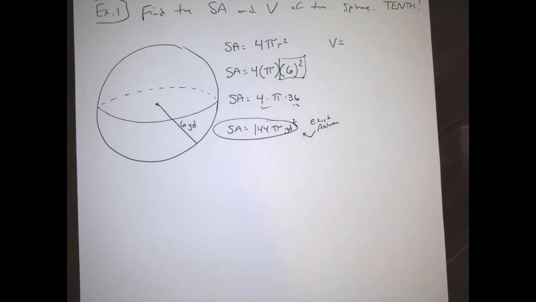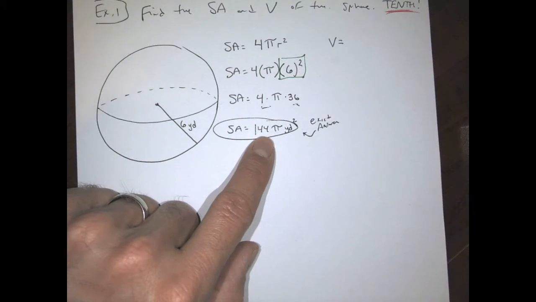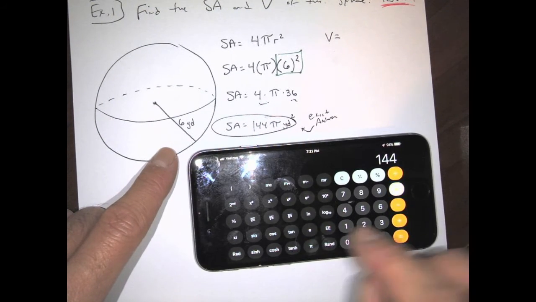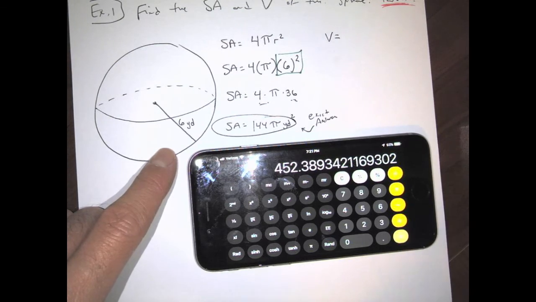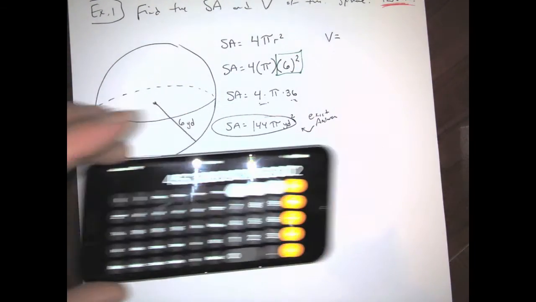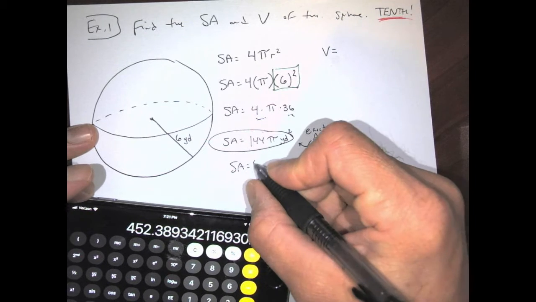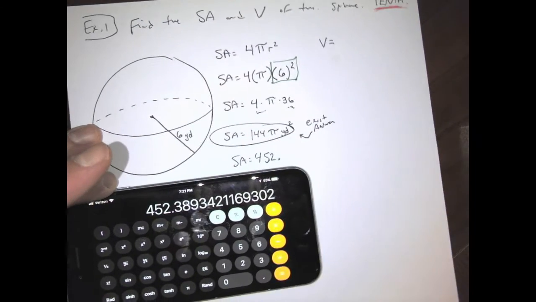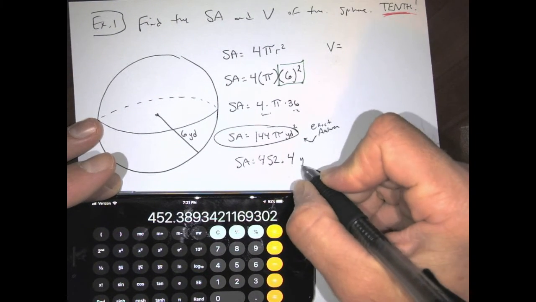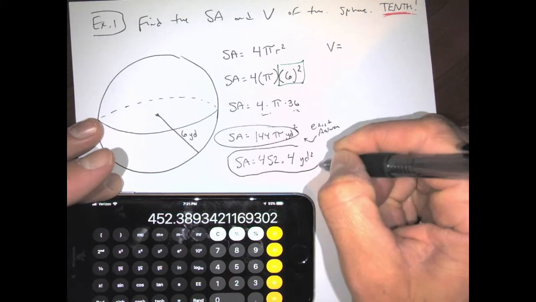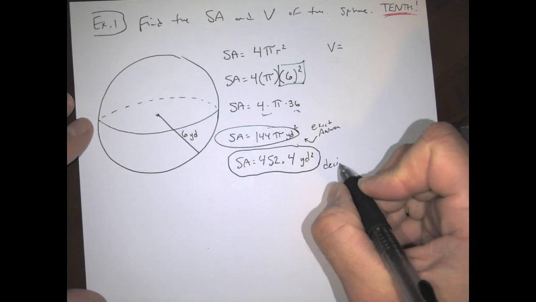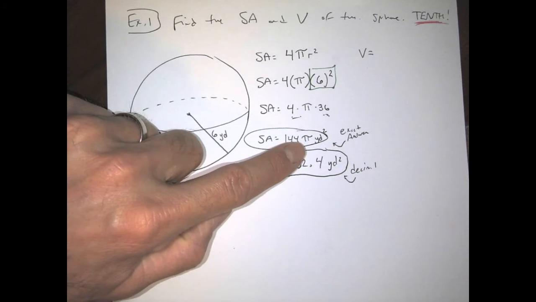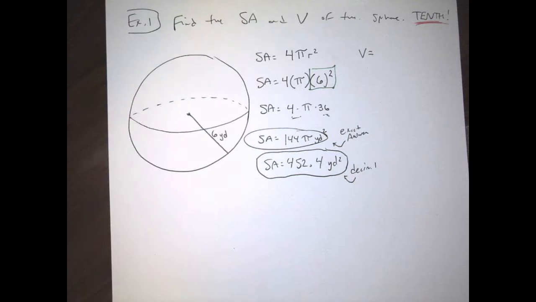However, we are asked in these directions to round to the nearest tenth, so let's go ahead and punch that out, everybody. Let's do 144 times pi. Okay, this is a decimal answer. This is what we want. Surface area: 452.4 yards squared. These are the exact same thing. This is a decimal answer, and this is an exact answer. They both are the exact same thing. This one, we just multiply the pi to the 144 and you'll get that.